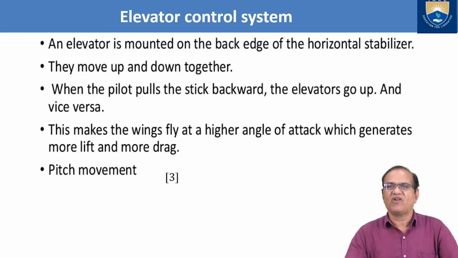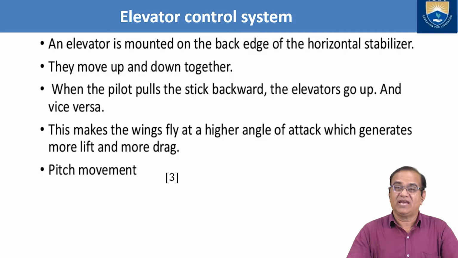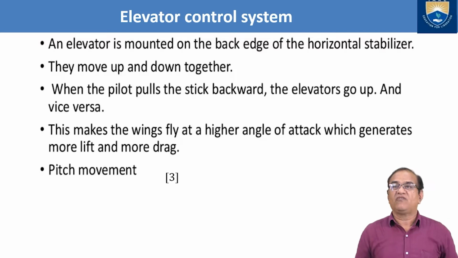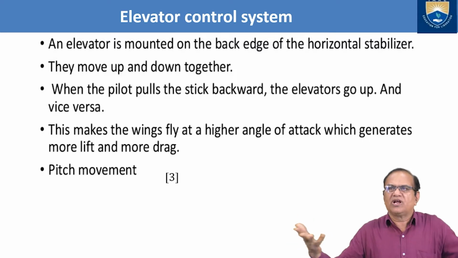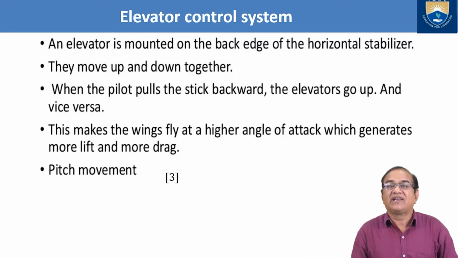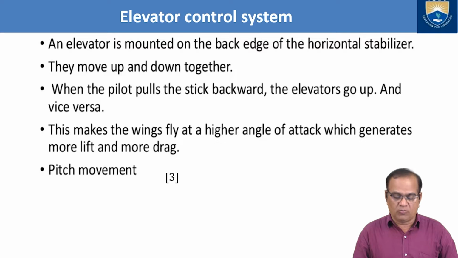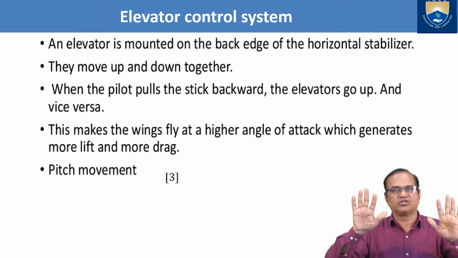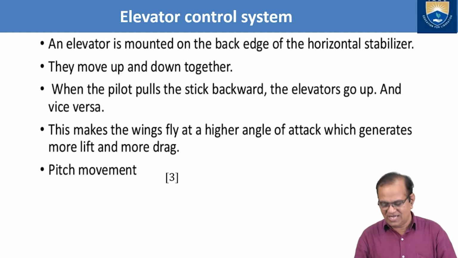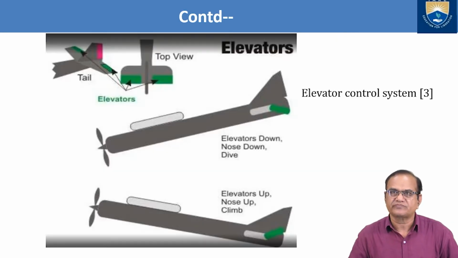This makes the wing fly at a higher angle of attack, which generates more lift and more drag. So the elevator makes the wing fly at a higher angle of attack because it increases the angle, so lift will be generated and drag will also be generated more. It will also give the pitching moment, nose up or nose down. So that is the objective of any elevator control system.